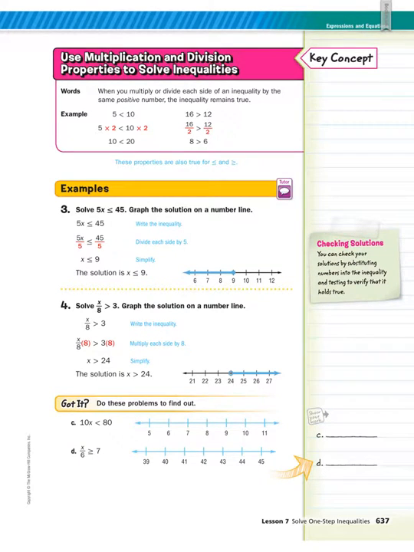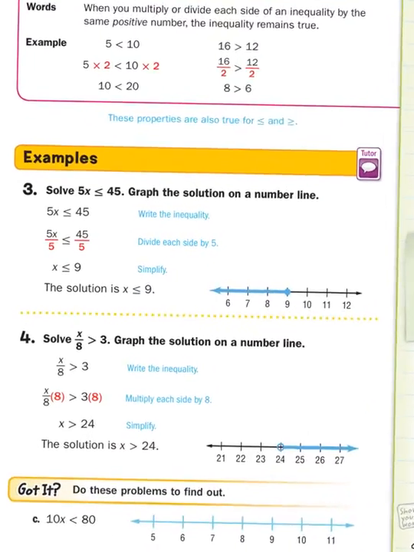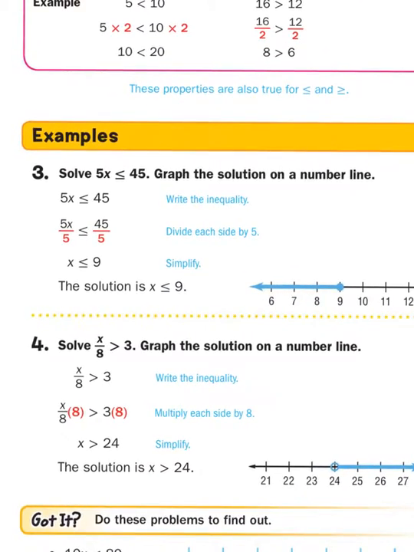Alright, the next page, in examples 3 and 4, they're just multiplication and division inequalities, which are just like multiplication and division equations. So check this out. 5 times x is less than or equal to 45. So to undo the 5 times, you divide by 5. You do it to both sides. Remember, show this work. And you have x is less than or equal to 9. Less than or equal to means closed circle. And graph everything less than it. Remember, this arrow matches this sign. In 4, x divided by 8 is greater than 3.